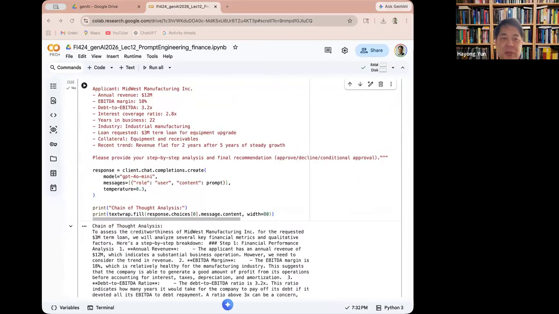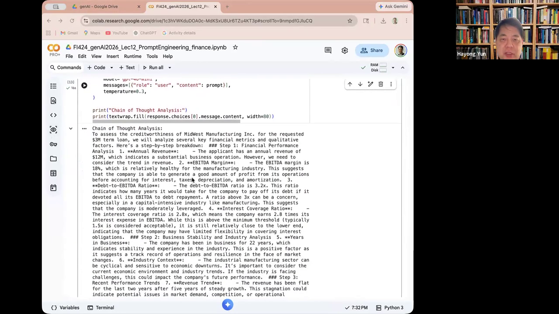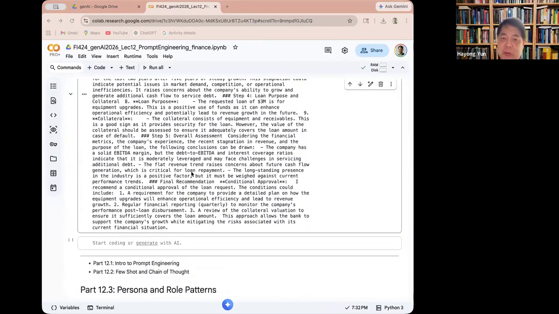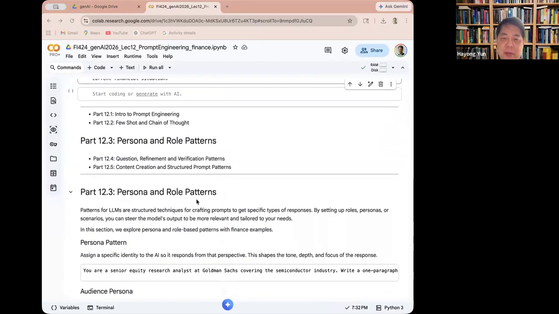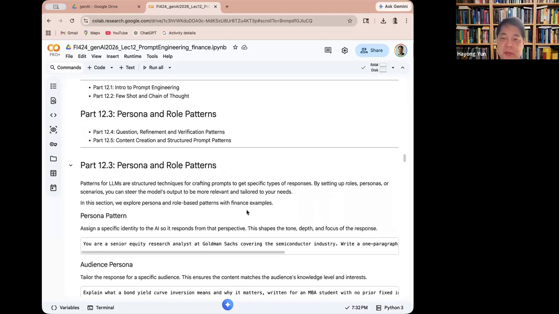So you can see it takes a bit of time, but eventually you get a much more detailed, longer report, isn't it? And you can have each step to be done. You can also have the persona and role patterns.